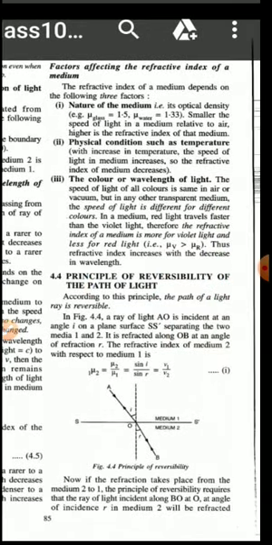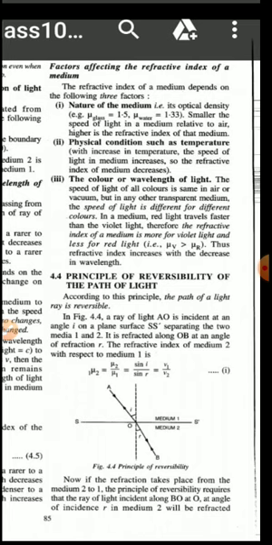Factors affecting the refractive index. Next one is the nature of the medium, so how much denser it is. If it is moving from air to water or water to glass, the density of the medium will affect it. The physical conditions such as temperature: with the increase in temperature, the speed of the light in a medium increases.